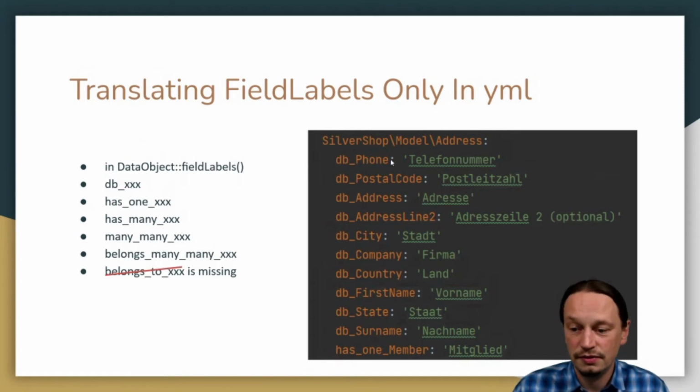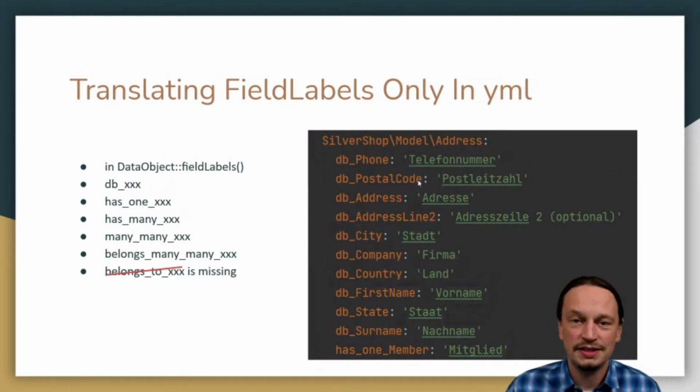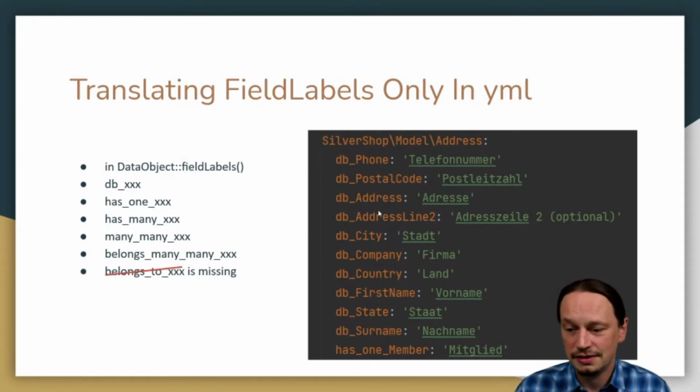And here you see the phone db field with db underscore phone is translated as Telefonnummer. The db underscore postal code is translated as Postleitzahl, and so on. And then we see it automatically in the backend translated to German when we need a German backend, or when we have the address form in the front end, we can also use just the field label for this field.